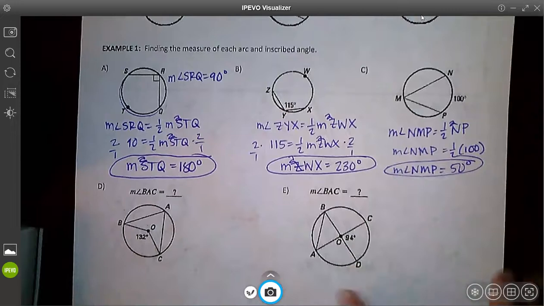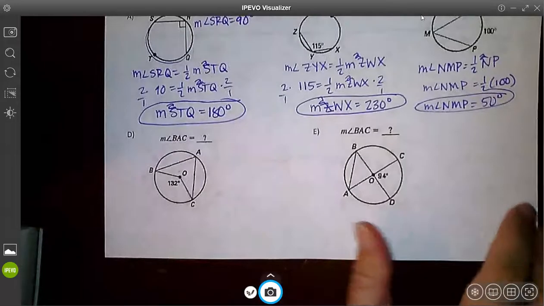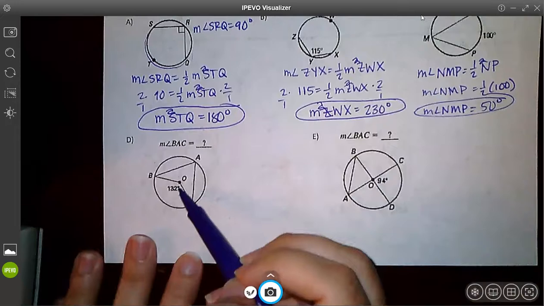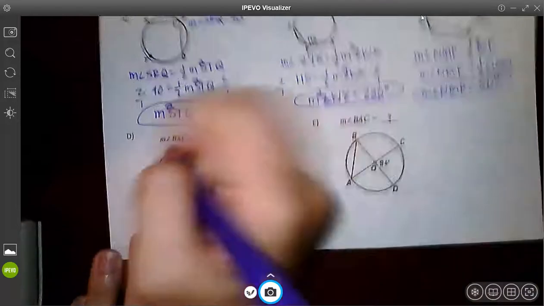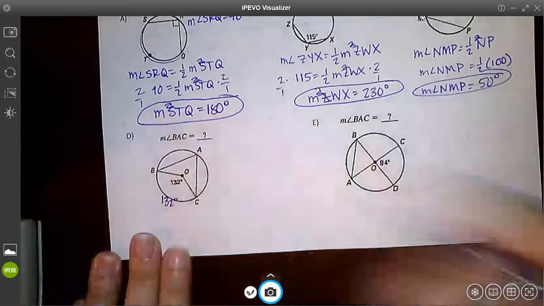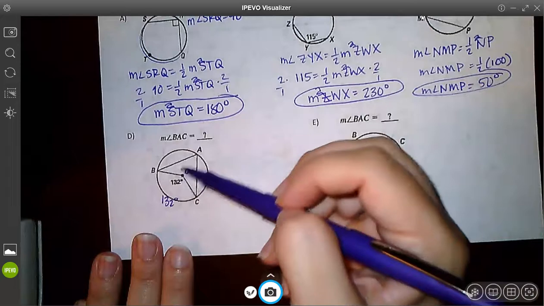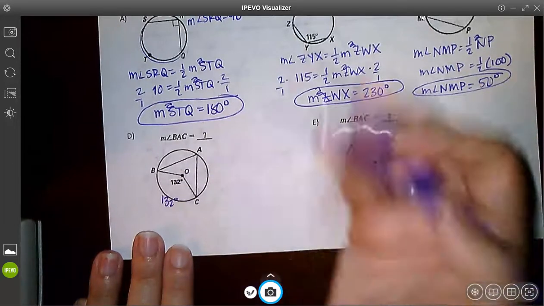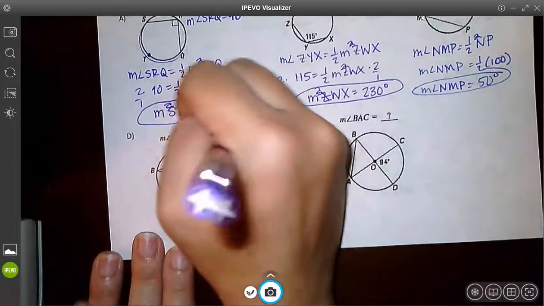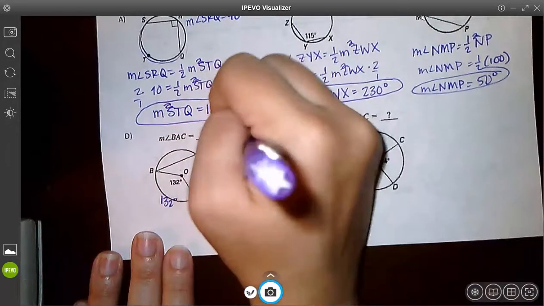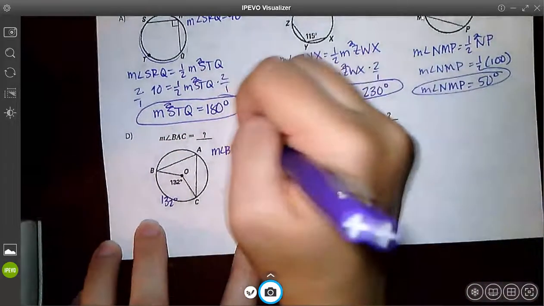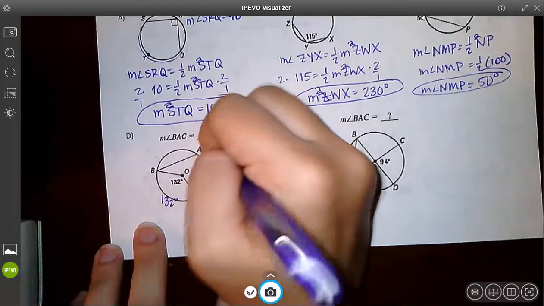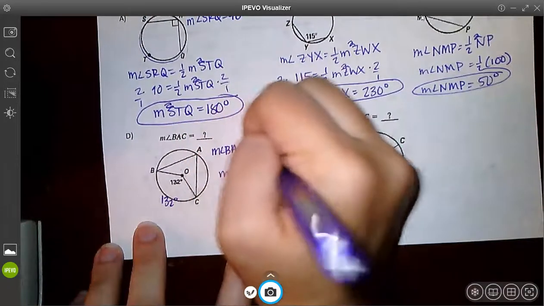Two more. This one we want to know the measure of angle BAC. Okay, so again, this is a central angle. So because it's a central angle, it's equal to the arc. So you can say this angle is half of the central angle, or it's half of the arc. Either way it works. The measure of angle BAC is going to be half of your 132, which is 66 degrees.